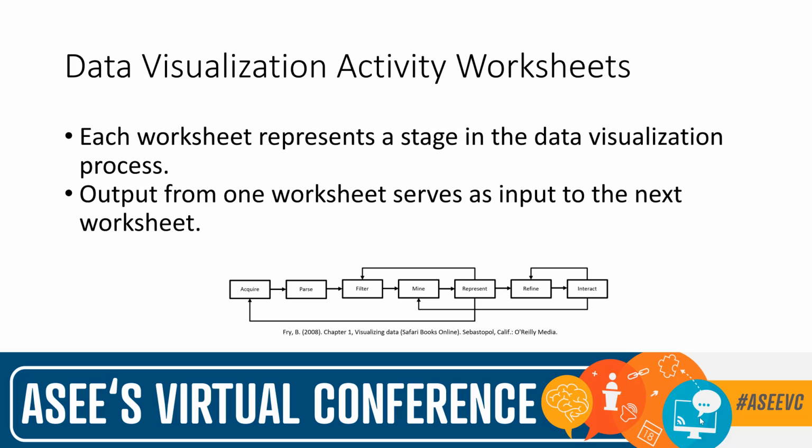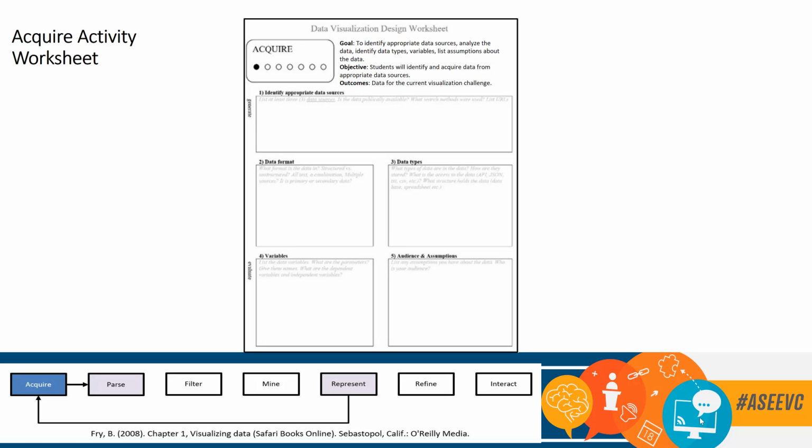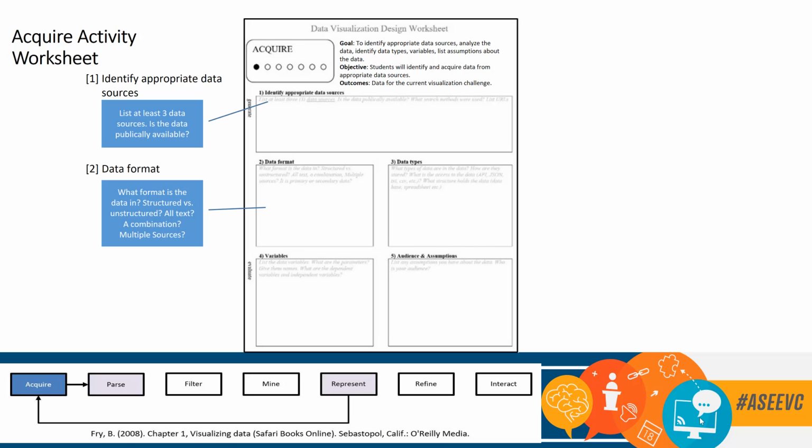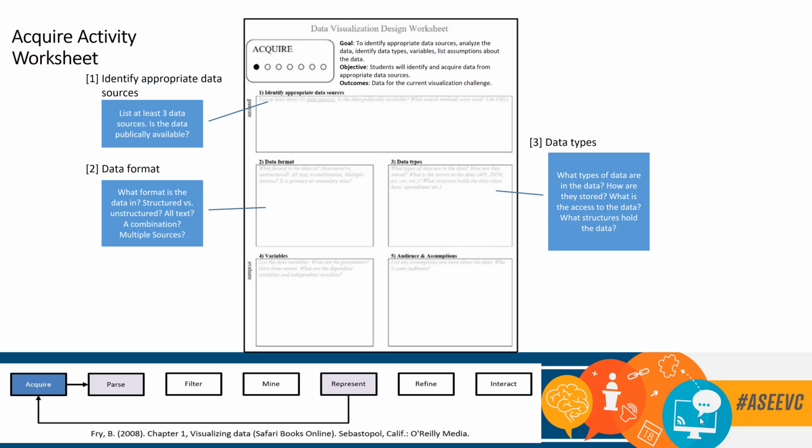We begin with the acquire stage. The acquisition step involves obtaining data. Like many of the other steps, this can be either extremely complicated or it can be very simple. The goal of the Acquire worksheet is to identify appropriate data sources, identify data types, variables, and list assumptions about the data. The objective of the worksheet is to guide students through steps to help them to identify and acquire data from the appropriate data sources.